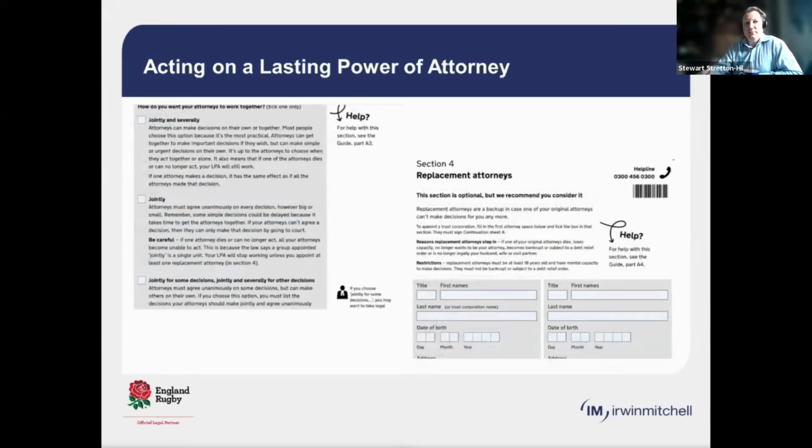How are the attorneys appointed? Is it jointly and severally, jointly, or jointly for some decisions and severally for others? If more than one attorney has been appointed and it's a joint appointment, you cannot take instructions from just one of them. If one of the attorneys has died or lost capacity, disclaimed or is bankrupt on a financial power of attorney, then a joint appointment will fail. So be very aware of that.